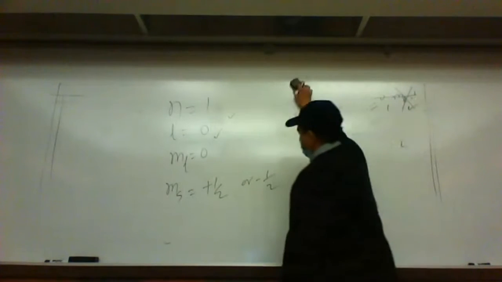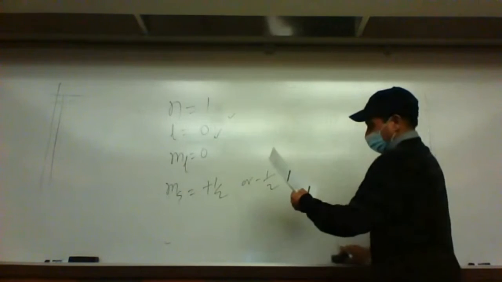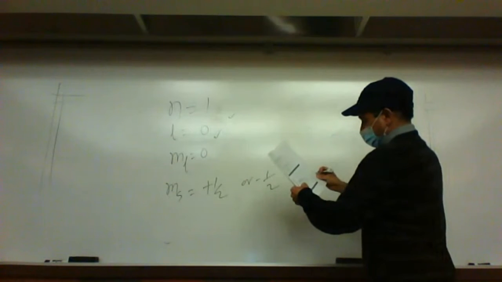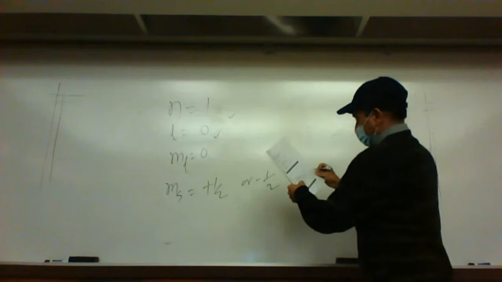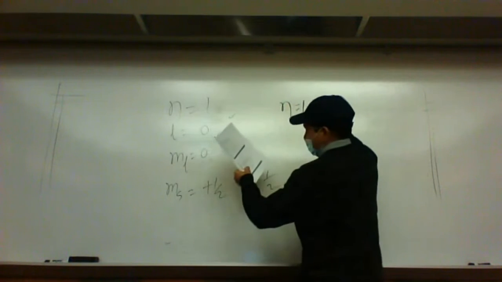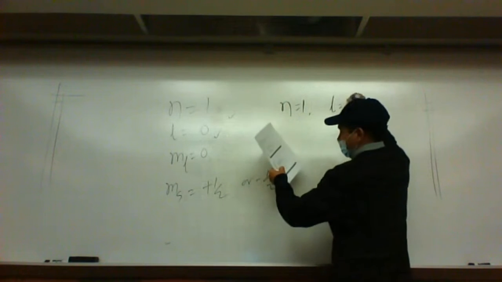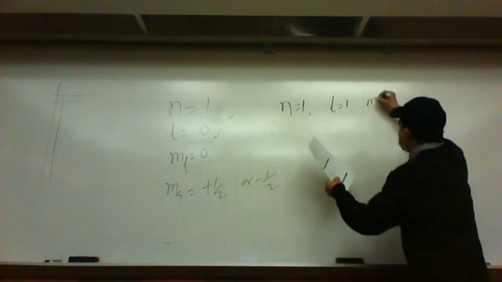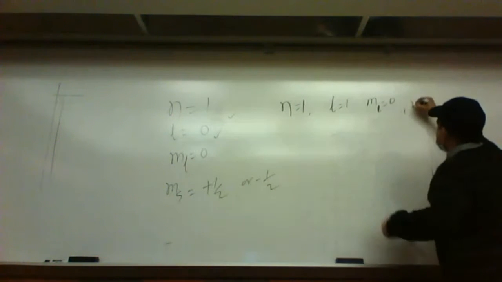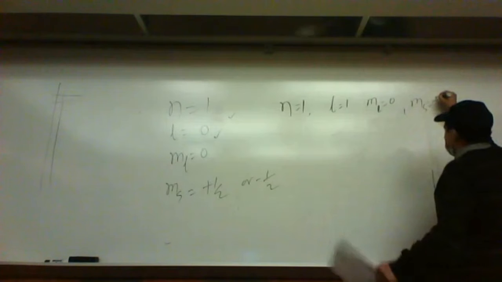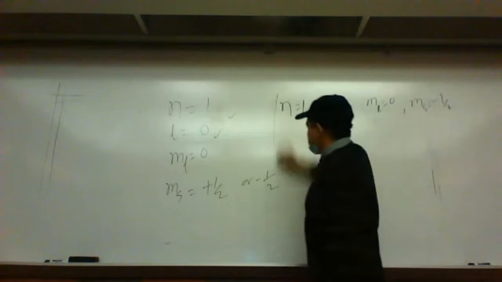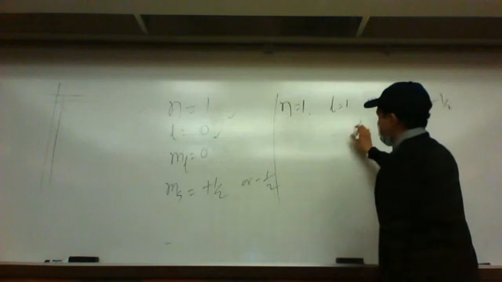Good. Now let's look at C. Now let's look at another one. n is equal to 1 here, L is equal to 1 here, ML is equal to 0 here, and MS is equal to minus half. Plus half or minus half is fine. So let's look: are these the right quantum numbers? Is it right or wrong?